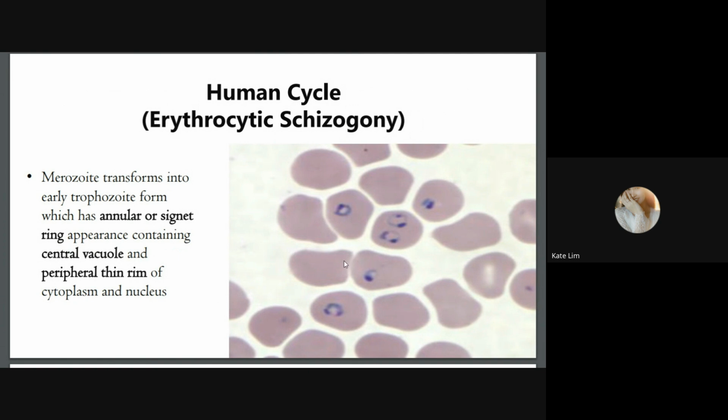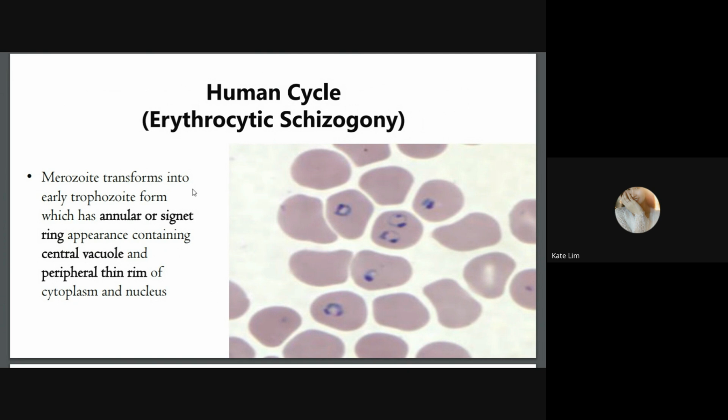The early trophozoite right here has a very distinctive appearance. It is often referred to as the annular or signet ring form. This form features a central vacuole in the middle, a peripheral thin rim of cytoplasm, and then the nucleus, which is visible, often located at the edge of the ring. So this one is the nucleus.